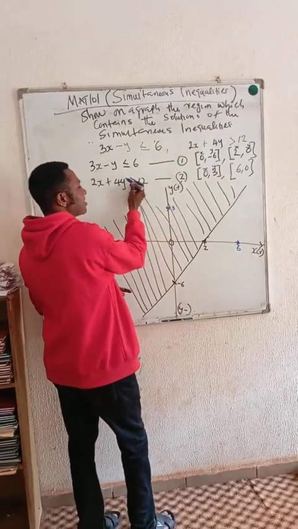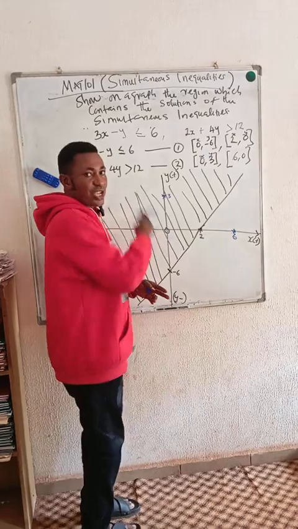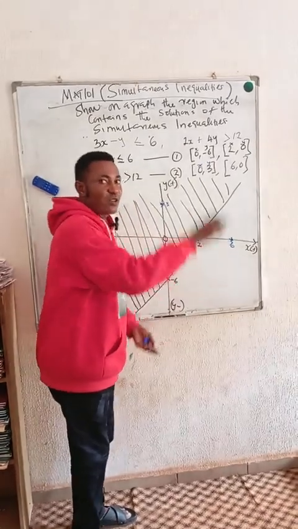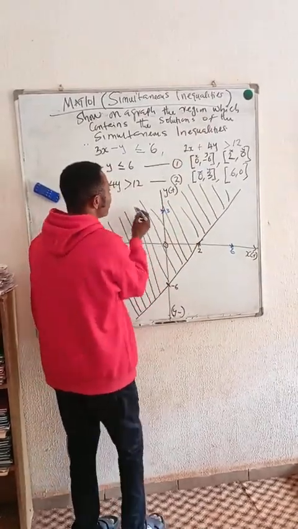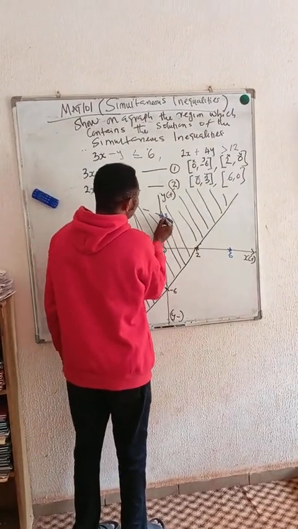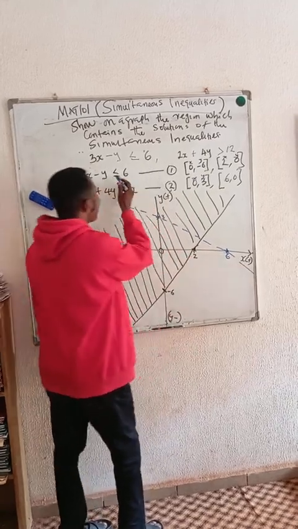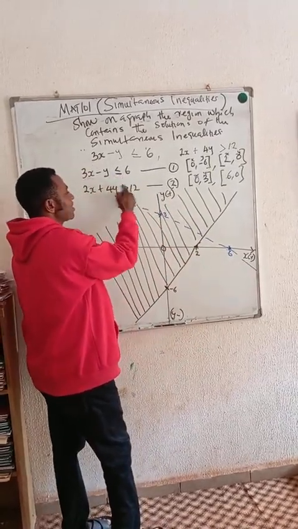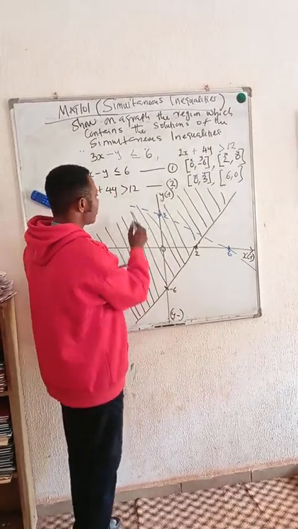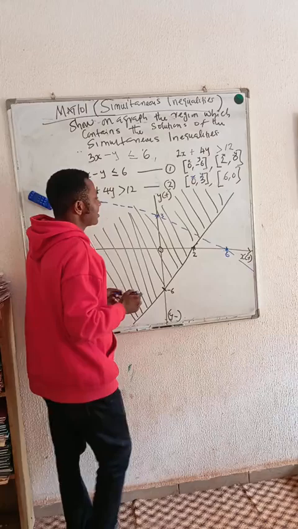But look at it. It's greater. Are we going to use a solid line or a dotted line? Here is going to be dotted. That is, we use dashes like this. Unlike this one that has this sign, here is just greater. So we use dotted like this.